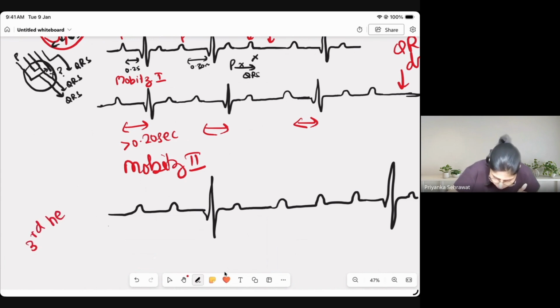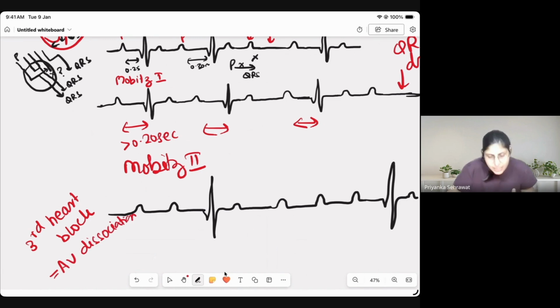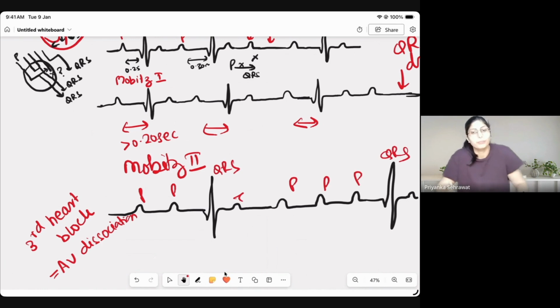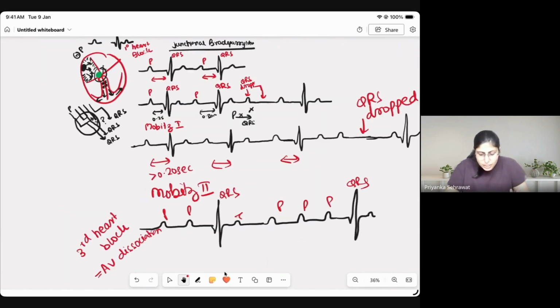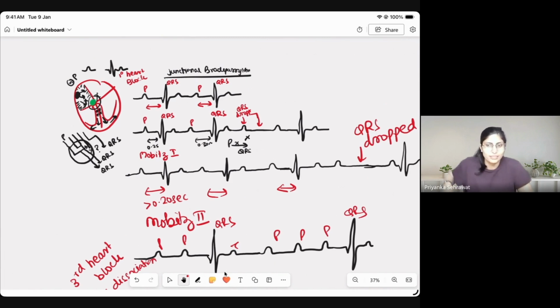It is also known as AV dissociation, atrioventricular dissociation. There is no association between the atrial and the ventricular contraction. So P, QRS, T, P, QRS, and T. Okay, so this is your third degree heart block. But P waves are present because atrial muscles are fine. So heart block means junctional block, meaning AV node block, right?